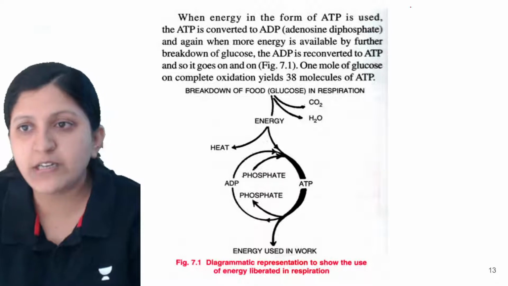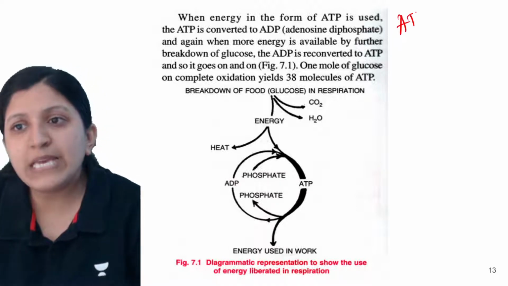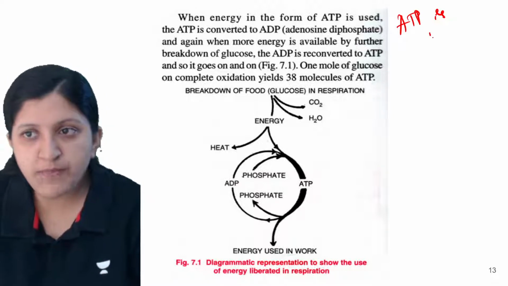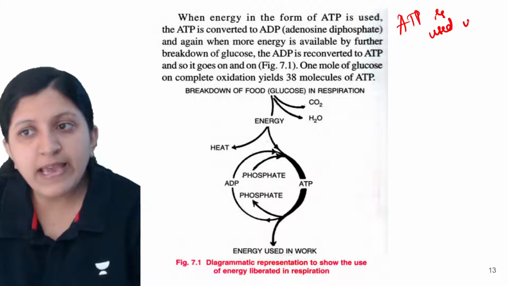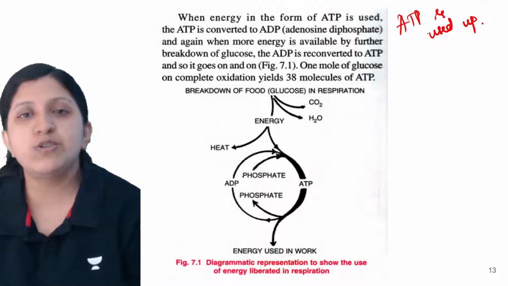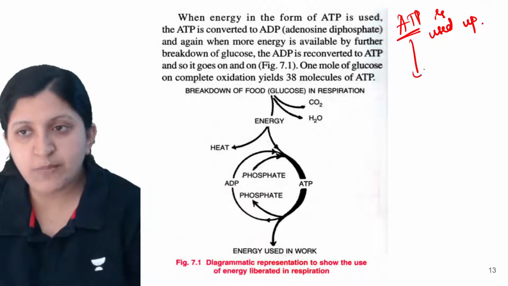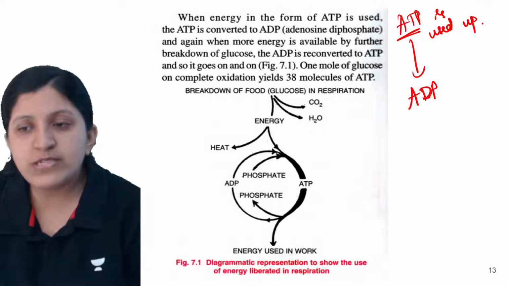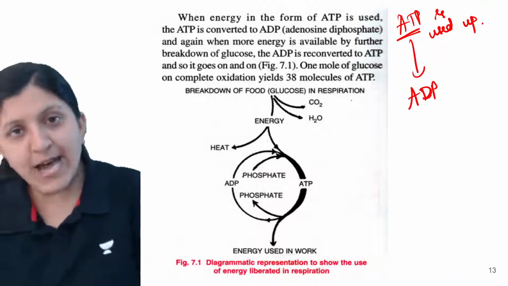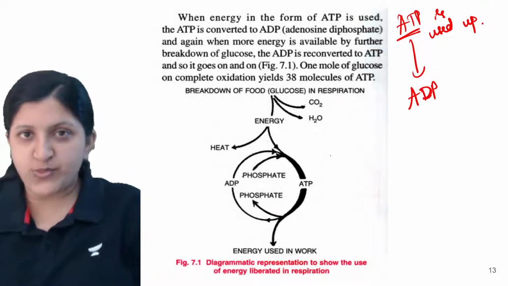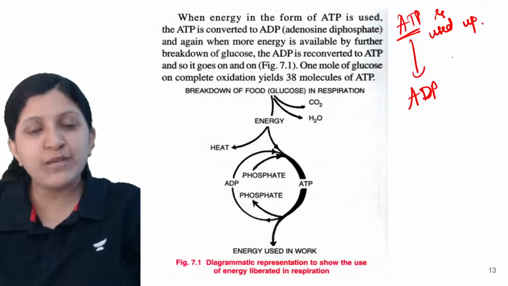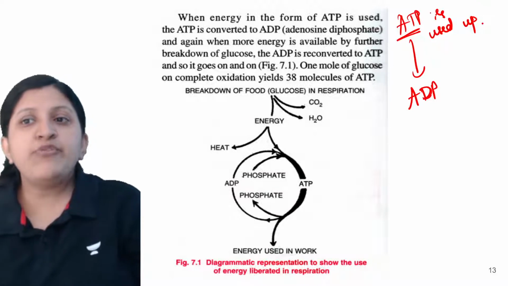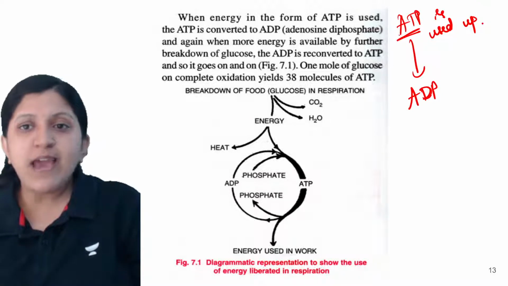So let me just write it here itself. ATP is used up. After it is used up, it becomes ADP, that is, adenosine triphosphate has now become adenosine diphosphate. So one of the phosphate groups is used up from the ATP, which is basically an energy currency.